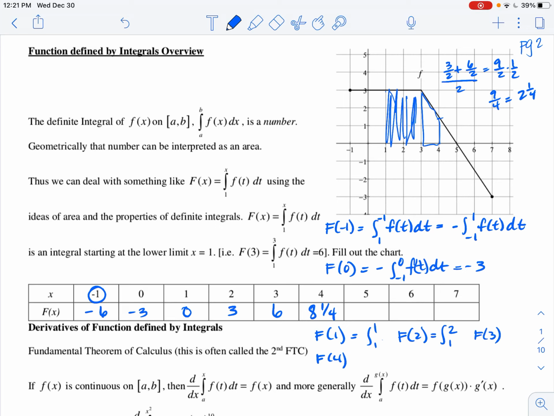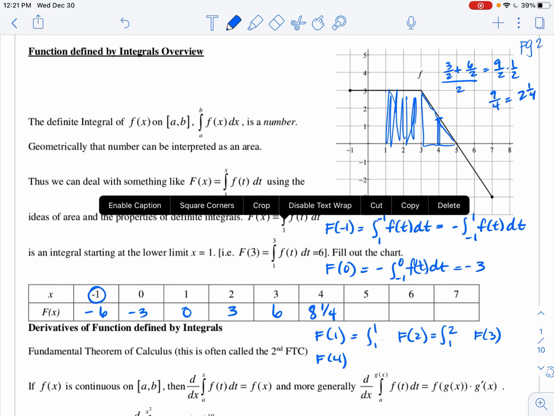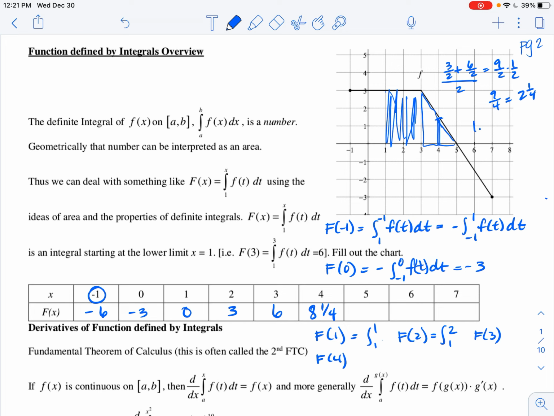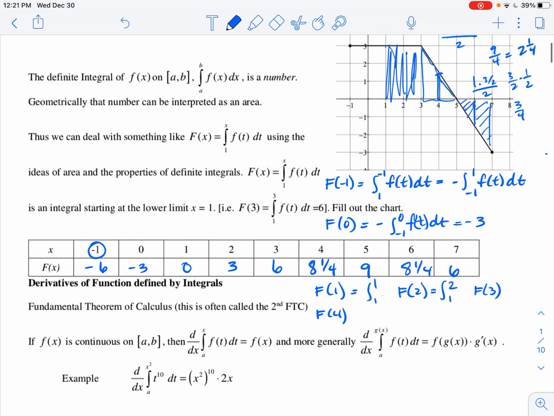To 5, I'm going to add on this triangle here. So base times height, 1 times 1.5 divided by 2. So 3 halves divided by 2, or 3 halves times 1 half. So 3/4. I'm going to add that. So 8 1/4 plus 3/4 will give me 9. And then I'm going to subtract the same amount below the x-axis, so that'll get me back down to 8 1/4. And then I'm going to subtract that same trapezoid, and so that'll get me back down to 6. Okay, so I hope you followed my little scratch work there.